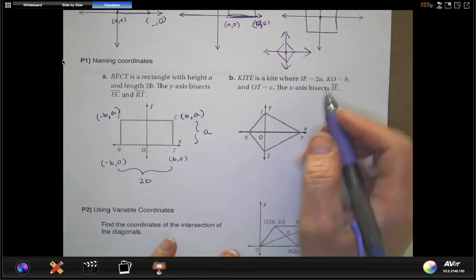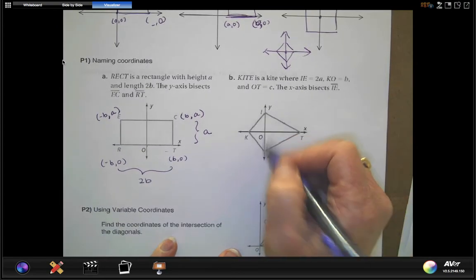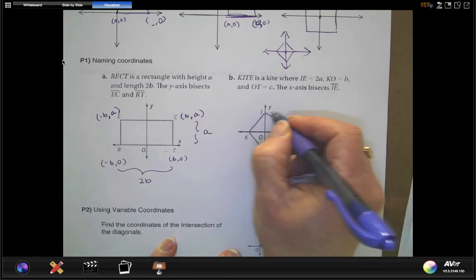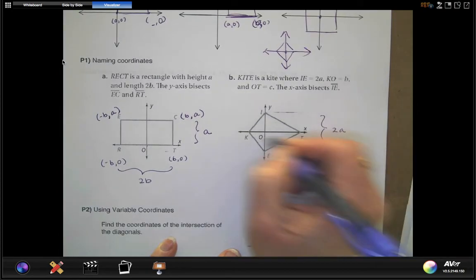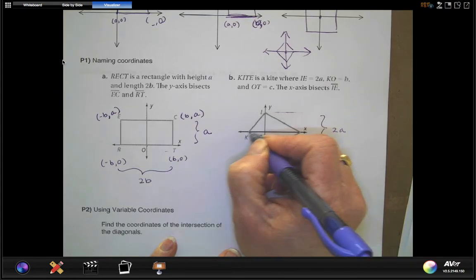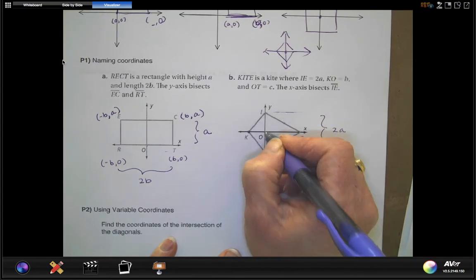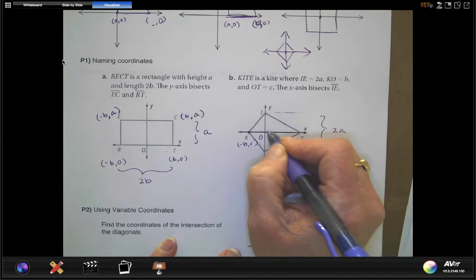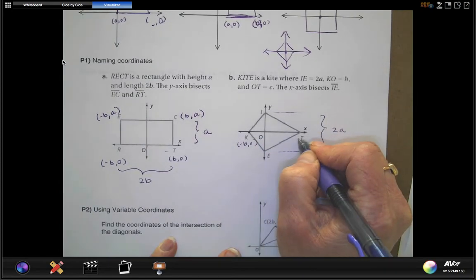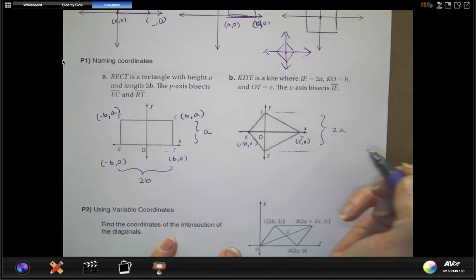All right, height. So IE is equal to 2A. So again, this distance from here to here is 2A. This distance right here is B. So if this is (0, 0), this is going to have to be (-B, 0) to make that distance there. And then this distance right here is C. So this is going to have to be (C, 0).